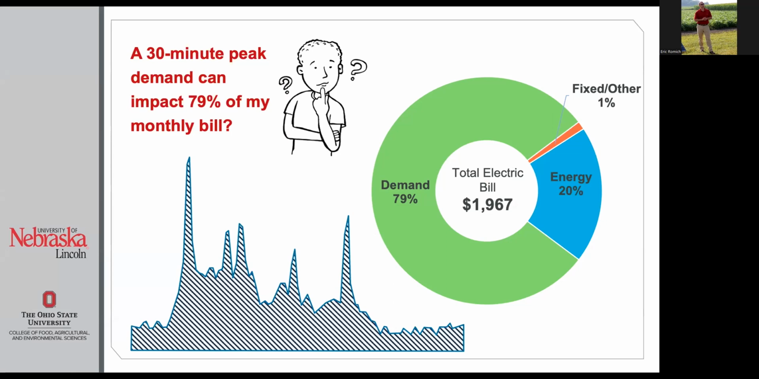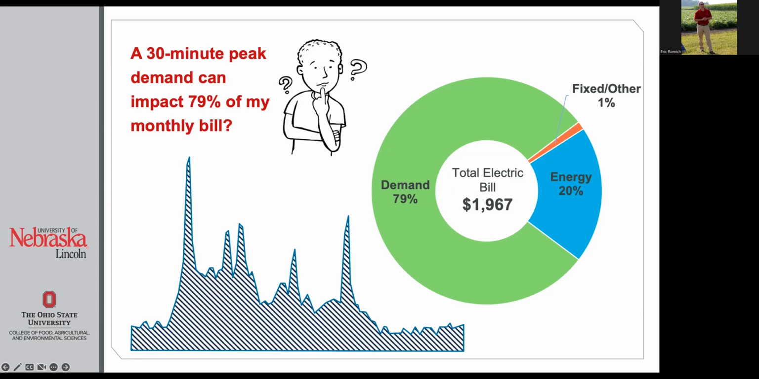So to wrap up this deep dive into the commercial bill and try to connect the dots between all these different charges that show up, again, the 30,000-foot view, the big picture takeaway here is that in this instance, a 30-minute spike in usage over the course of that month triggered 79% of my total bill for that month. So of that $1,967, 79% of it was just based on a spike.